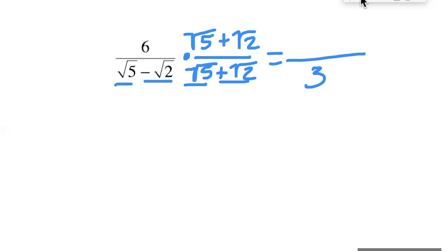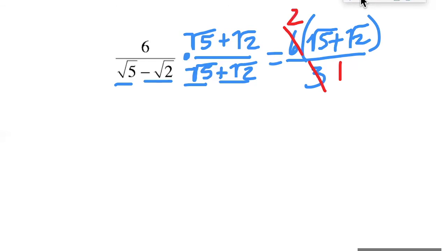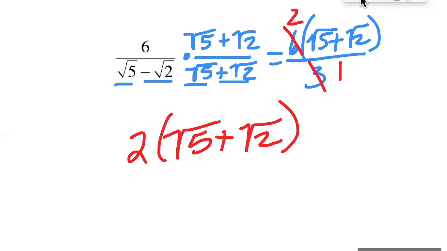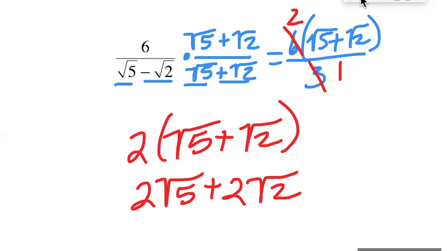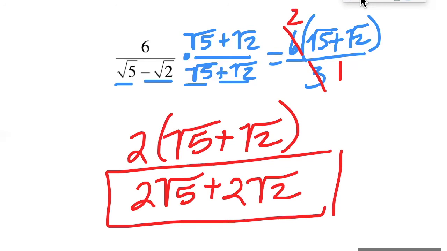So now, before I multiply the numerator, I just want to show you what we have. We have 6 times the square root of 5 plus the square root of 2. And if you're really paying attention, you're going to see that there's an opportunity to simplify here by a factor of 3. So what's left is 2 times the quantity of the square root of 5 plus the square root of 2. And we could go ahead and do that multiplication now. And that is the division answer we are looking for.